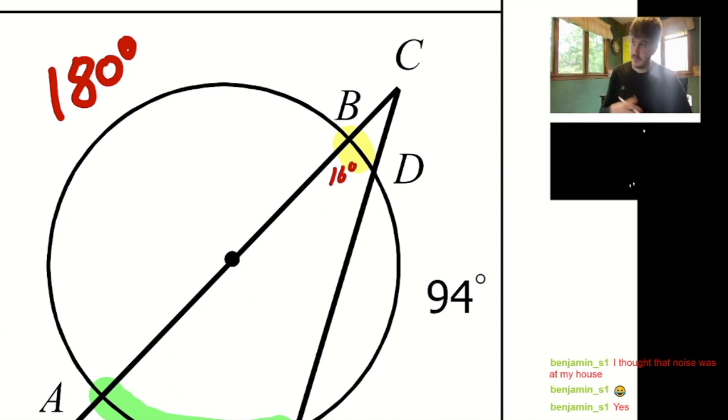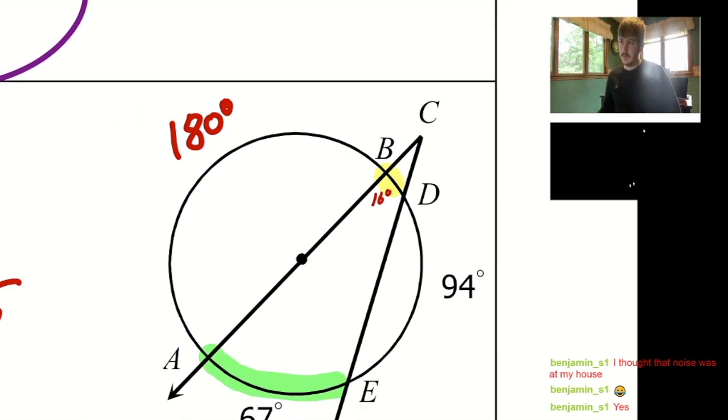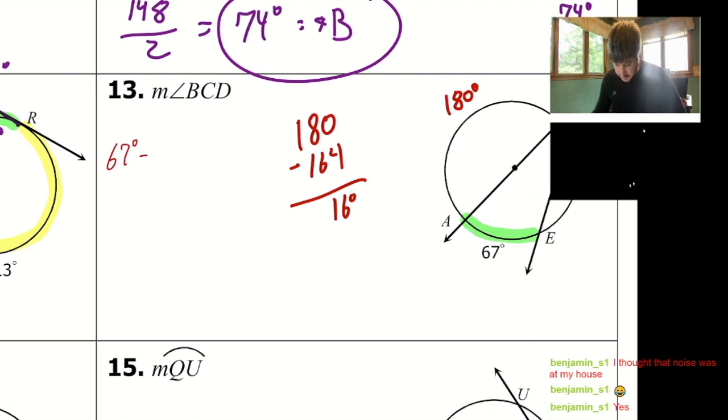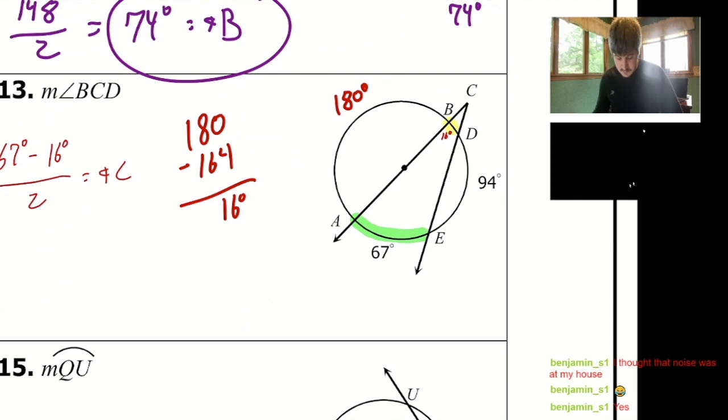And now I can go right to the rule, big arc minus little arc, and divide by 2. So let's do that. 67 degrees minus 16 degrees divided by 2 is angle C. It doesn't look like we're going to get an odd number, so we're probably going to get a decimal here, which is fine. Unless, no, I calculated something wrong, didn't I?